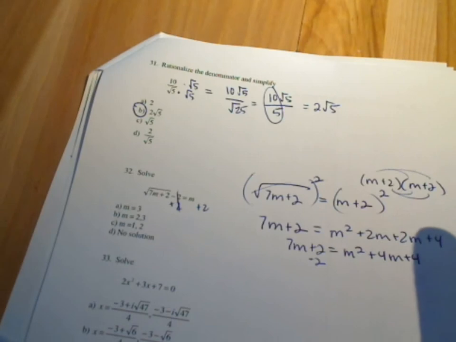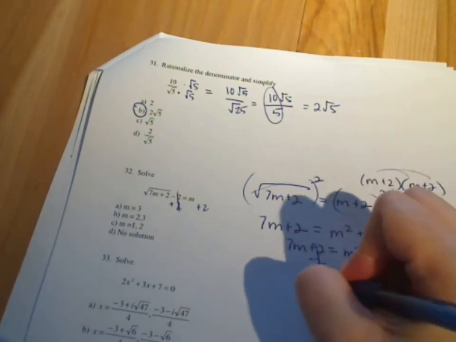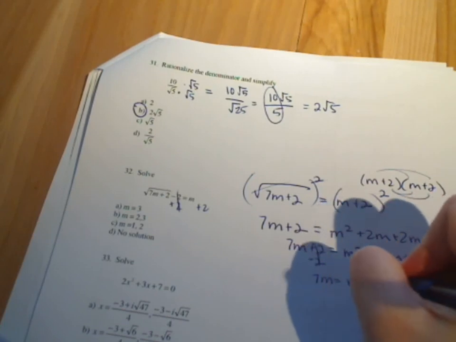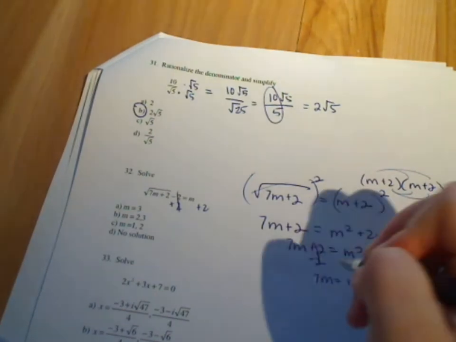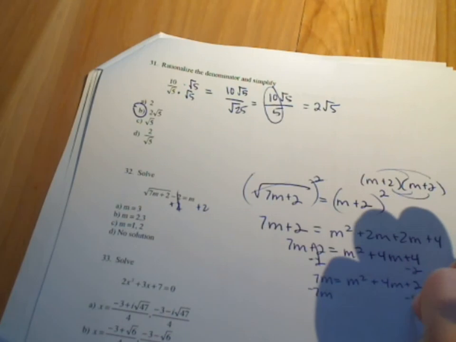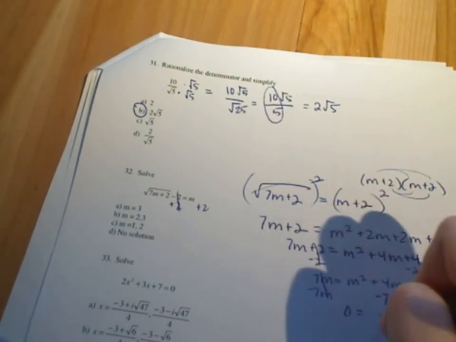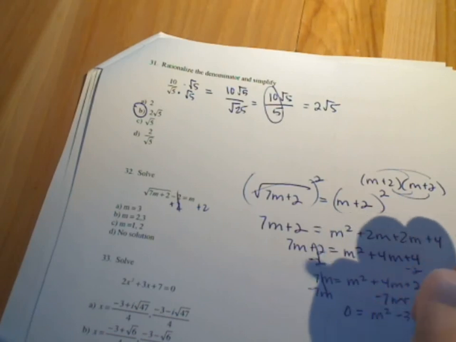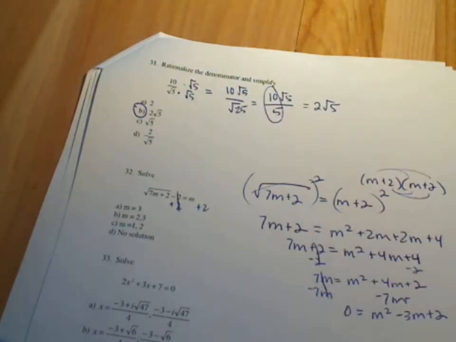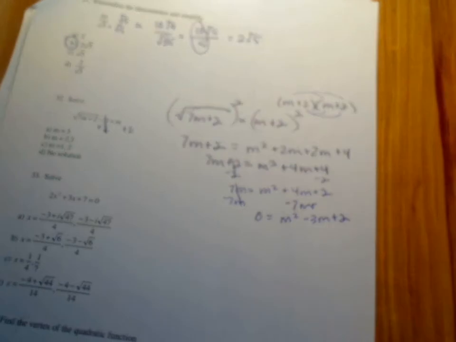Minus 2. 7m equals m squared plus 4m plus 2. Subtract 7m. 0 equals m squared minus 3m plus 2. Alright, now I'm going to try to factor this.